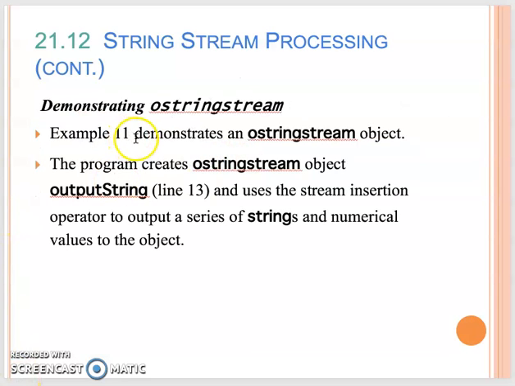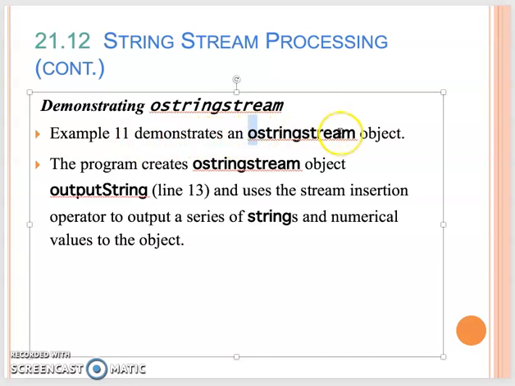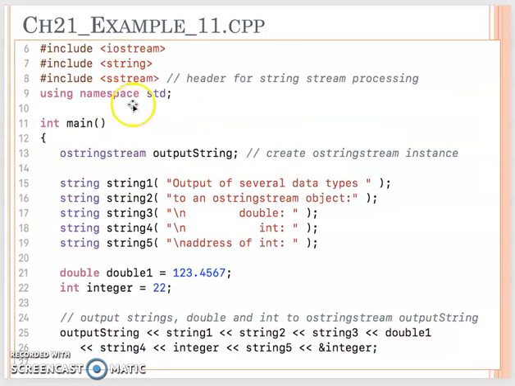In example 11, we will see how to create an ostringstream object. We will see how we output the information to the console using the ostringstream object. In example 11, you can see here we create the ostringstream object we call output string. So we include the libraries iostream, iomanip, and sstream.